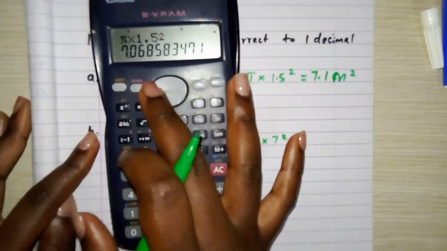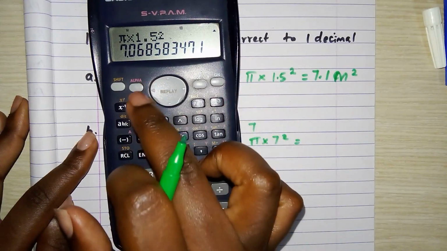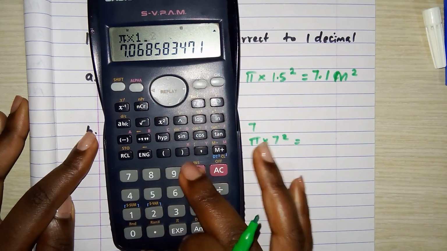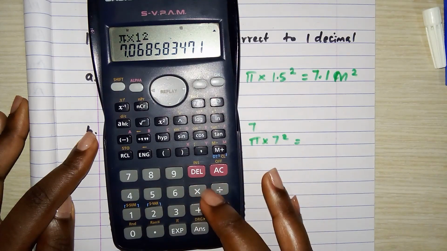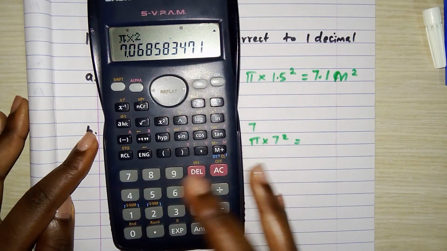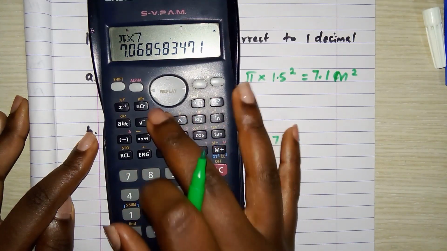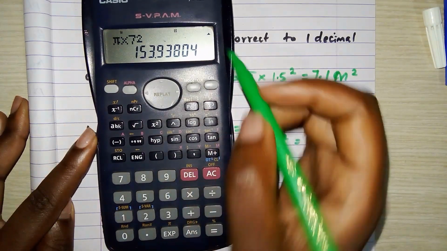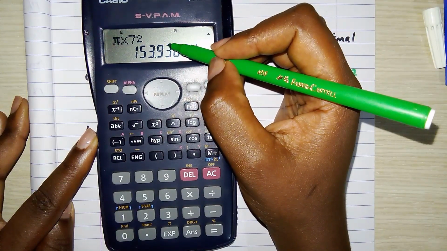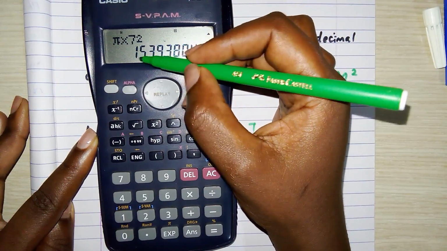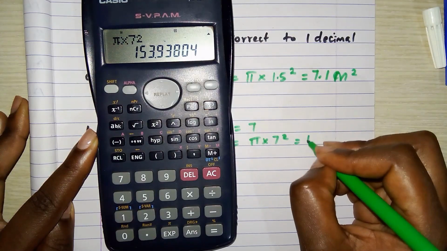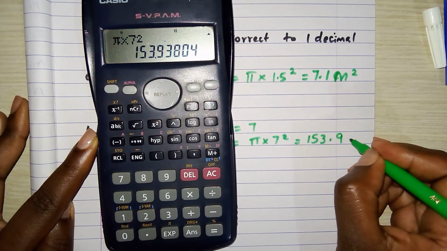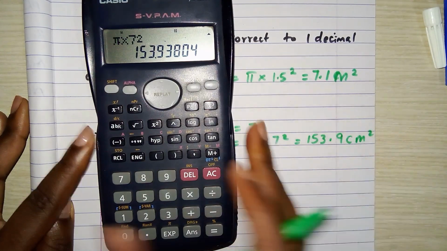So here I don't need to delete everything. I'll just use the replay button. I'll delete that, delete the decimal, and delete the 1. So now you just replace it with 7. So to 1 dp, this one is less than 5, so this one will remain the same. So 153.9, and this one is centimeter squared.